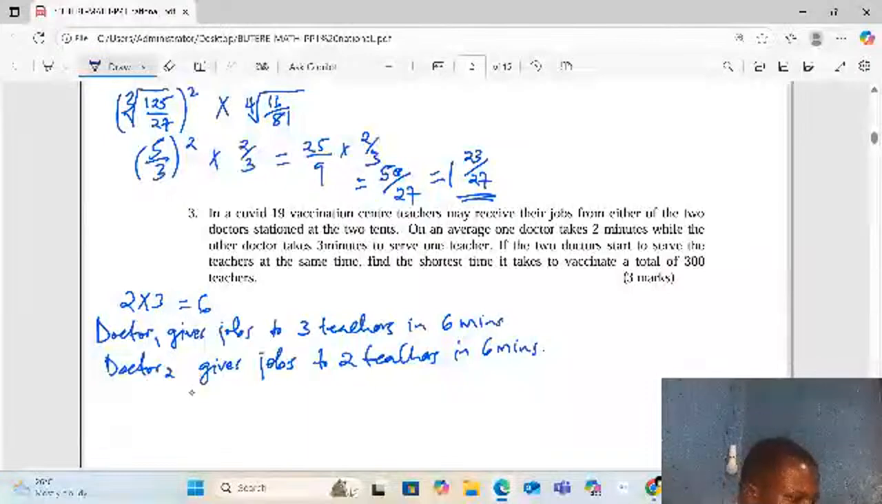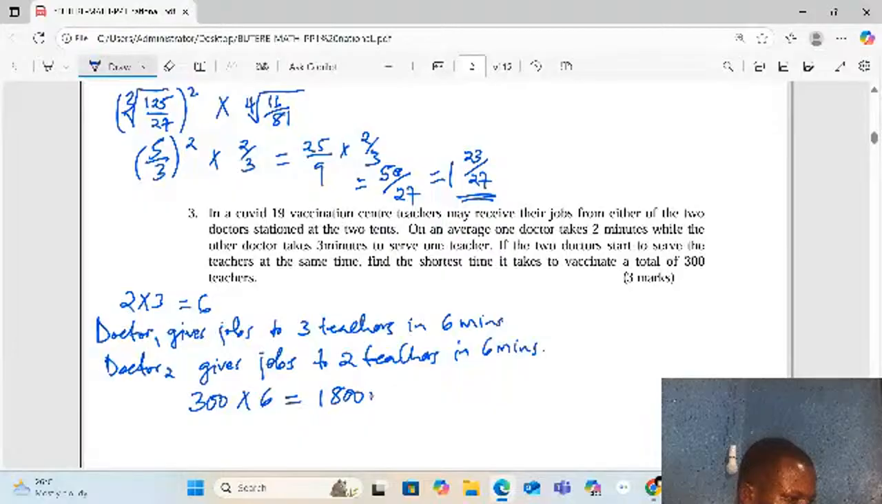Now, having 300 teachers, and we are taking 6 minutes at the same time, times 6, that means we are going to spend 1,800 minutes.